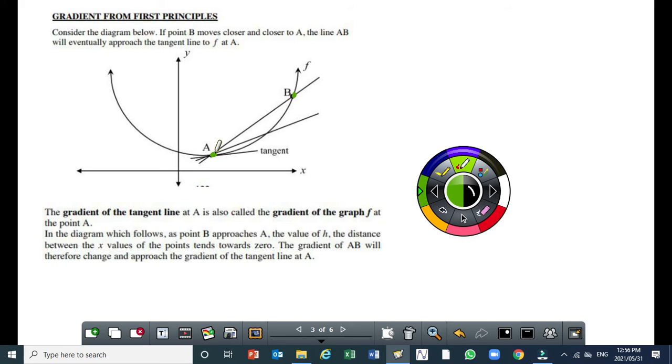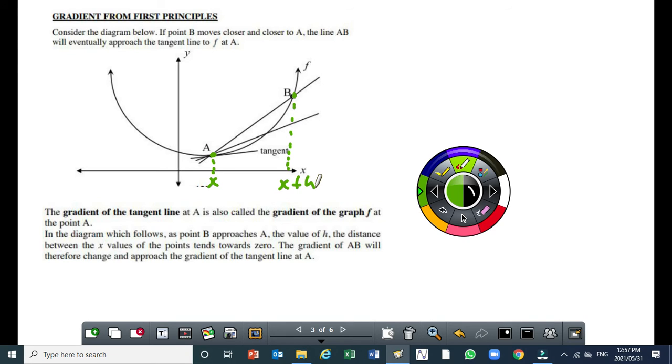Alright, now this is very important for you to grasp. It can be very tricky. What happens is, if point B moves closer and closer and closer to point A, what will happen is that the gradient of the function, okay, will get closer and closer to the gradient of the tangent. Okay, so as this distance here, that we call x plus h, whereby h is the distance from the first x value to the largest of the two. The largest of the two will be x plus h.